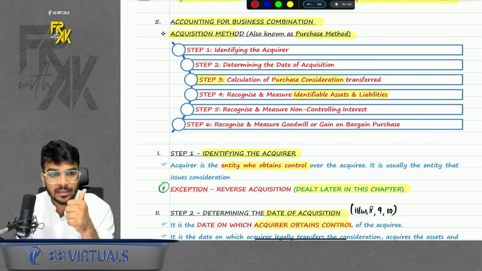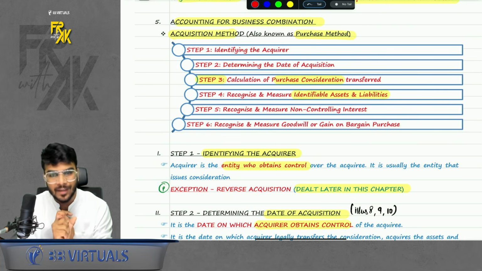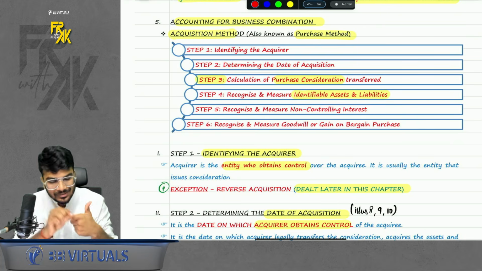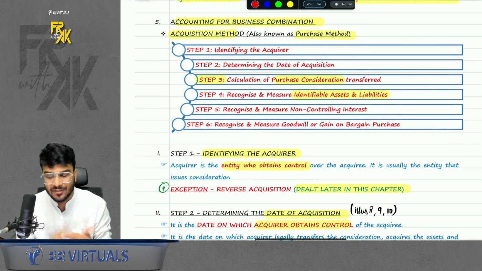First step, identifying the acquirer. Acquirer means purchasing company. Second step, determine the date of acquisition. Why date of acquisition? Because on this date only we will prepare CFS as per 103. Third step is PC. Fourth step is INA, identifiable net assets. Fifth step is NCI. Sixth step is goodwill.